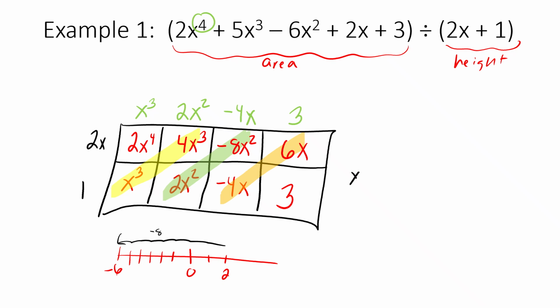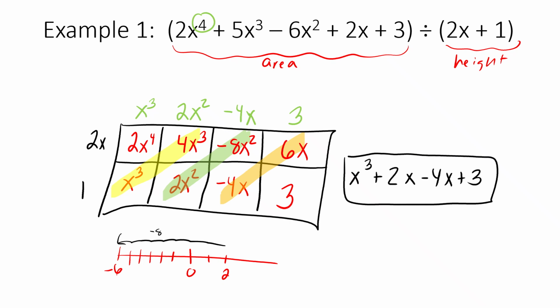Before you finish the problem, though, make sure that you actually write out the answer. So we want to indicate what the answer is. And so the answer to that division problem is x to the third plus 2x squared minus 4x plus 3.